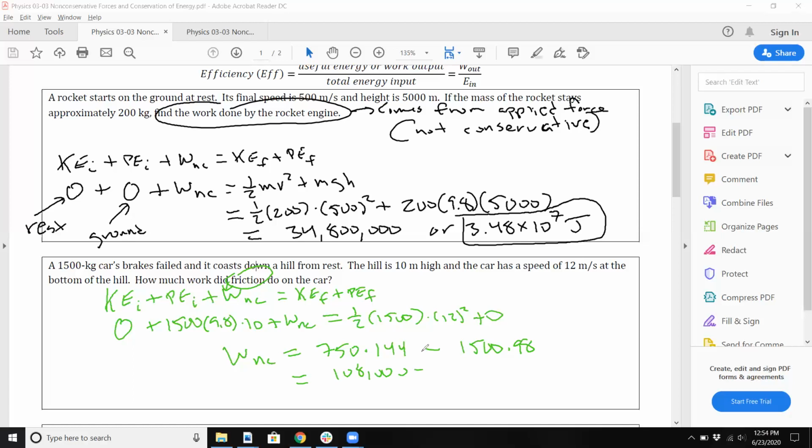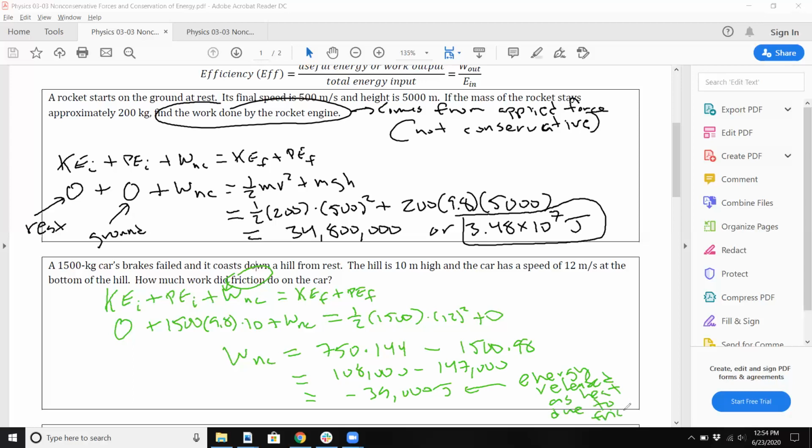1,500 times 98. And that should be negative because it's work you're losing that energy. It's working against you. So we kind of say this is like energy released because it's negative, as heat due to friction.